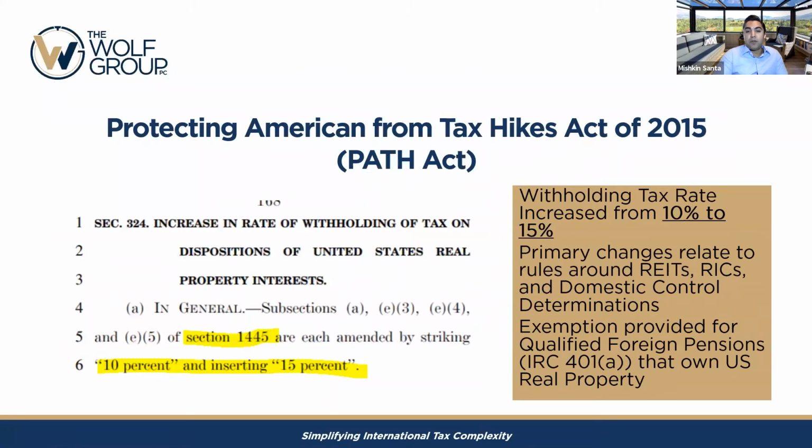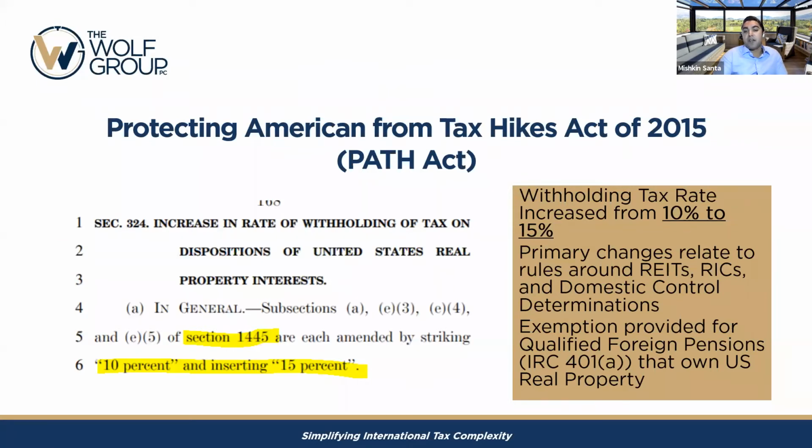We fast forward to the PATH Act of 2015. And again, we start with 1980 to 1981 as the beginning of FIRPTA. 4 years later, we have 1445, and then we get the PATH Act. And what does the PATH Act do? The PATH Act increases the withholding tax rate from 10% to 15%. So this is a revenue generating portion of the PATH Act. It's saying we want to get some more revenue out of this. We want to protect our interests.